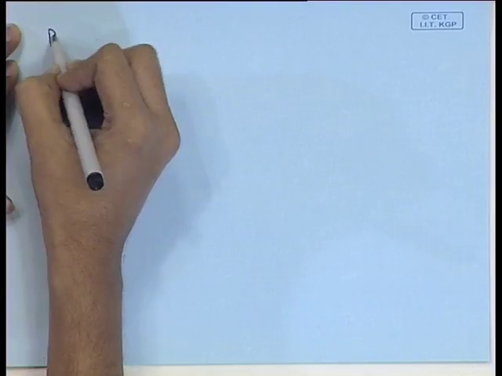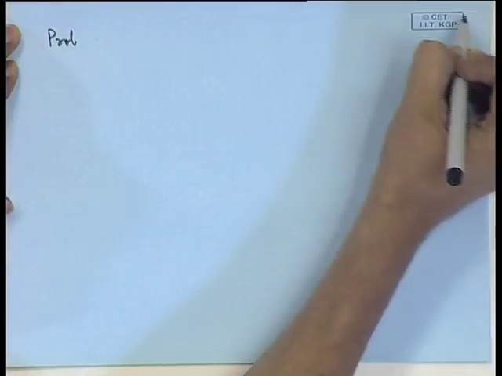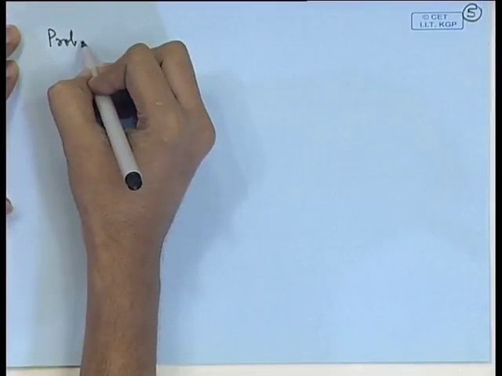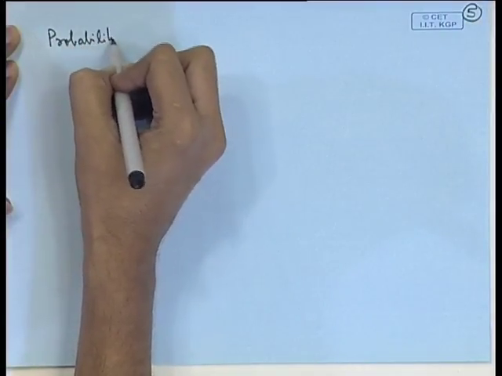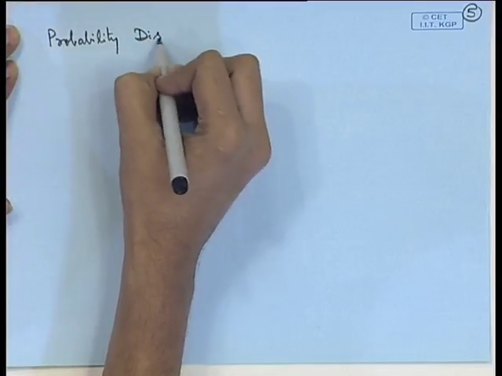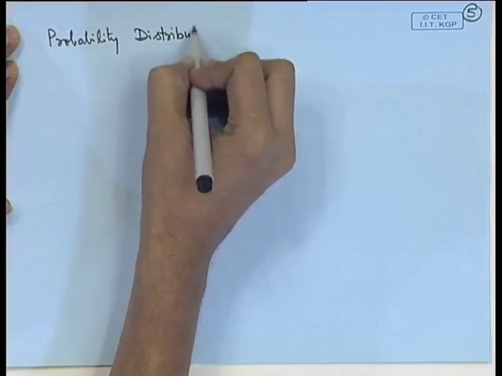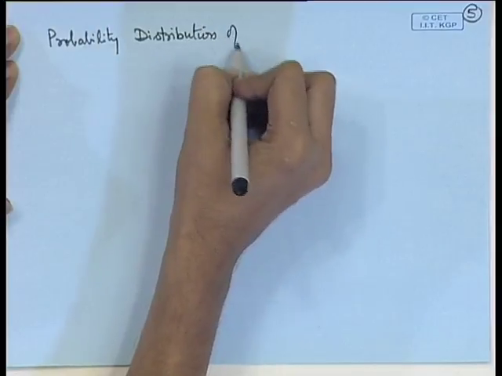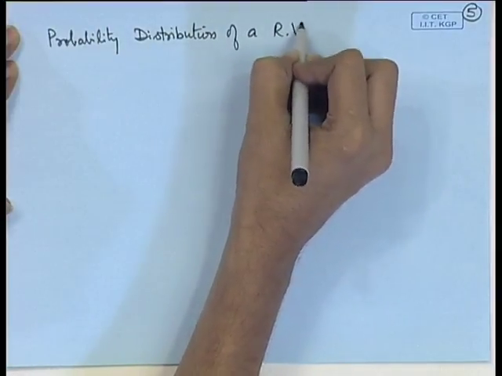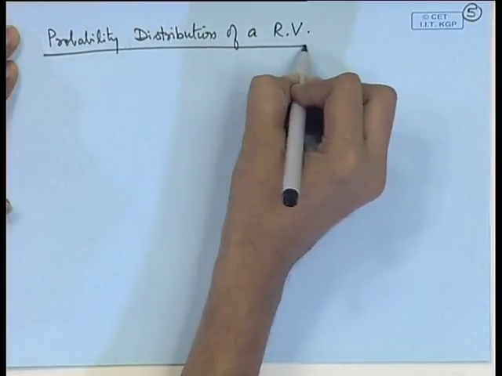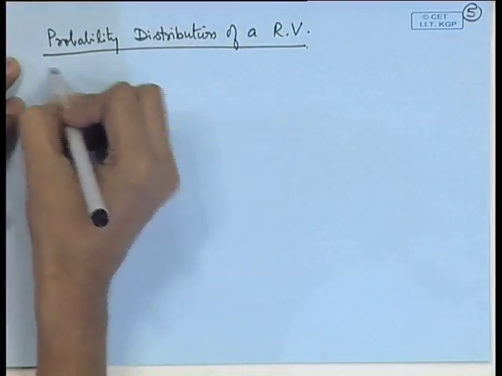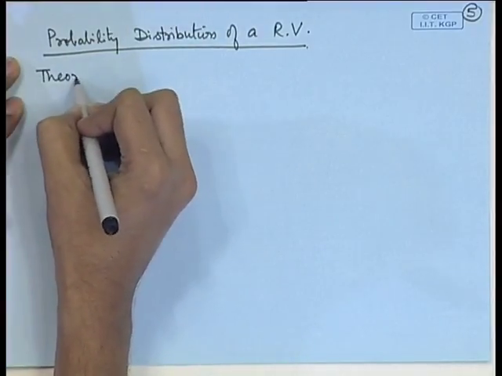Next we talk about the probability distribution of a random variable. We have the following result.